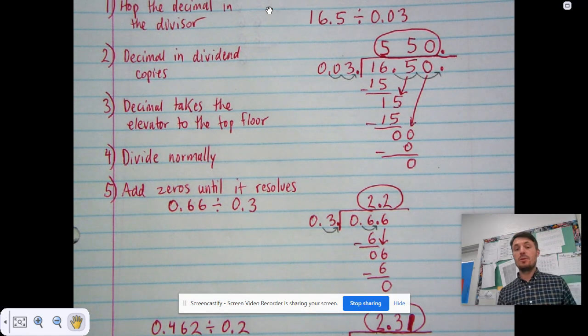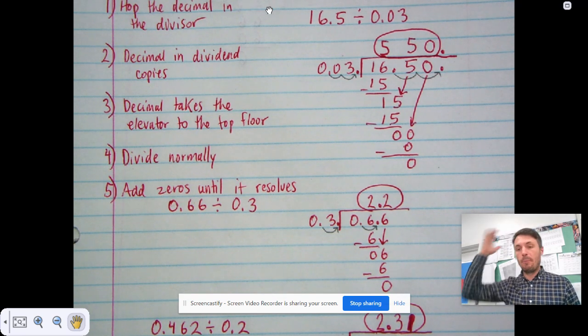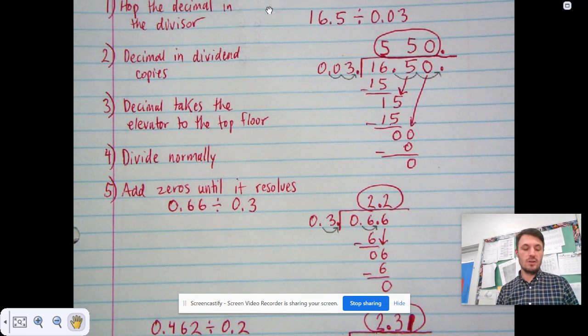Now, sometimes you can't add zeros until it resolves. Sometimes you've already added so many zeros and it's just going to keep going and going forever. And so you just stop the problem and you might round the answer to the 100th place or to the 1000th place.